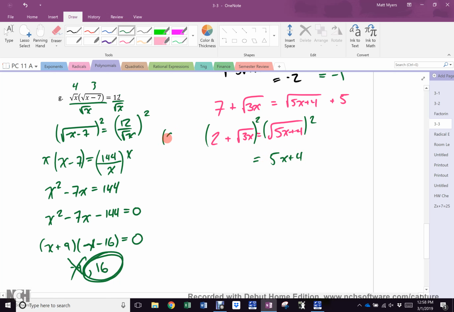Because this is really 2 plus root 3x, squared, correct? What is 2 times 2? 4. What is 2 times root 3x? 2 root 3x and then another 2 root 3x, right? So I have 4 root 3x. And then what's root 3x times root 3x? Root of 9x squared, which is 3x, right?